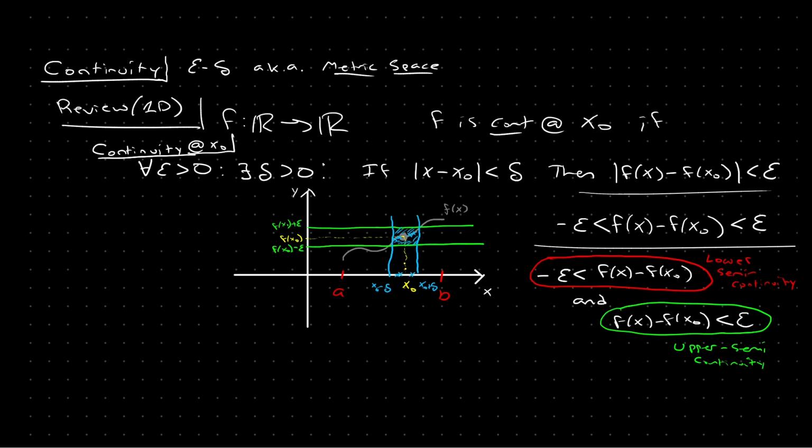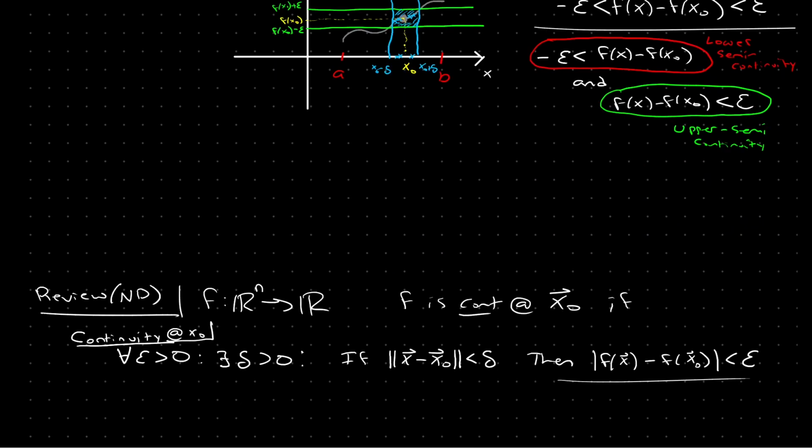And realistically, the only thing that's really going to be changing here is the way that we're defining distance in our domain space. Remember, when you go from R, the real numbers, to Rn, you now need to use the n-dimensional norm in this n-dimensional space. And this is really all that changes.